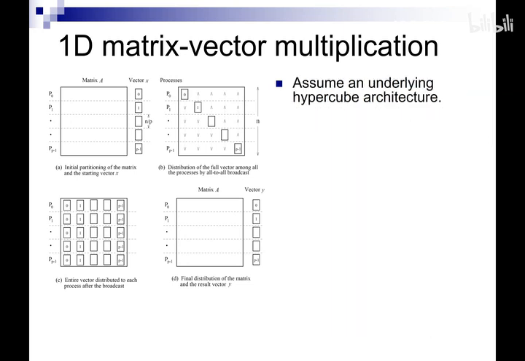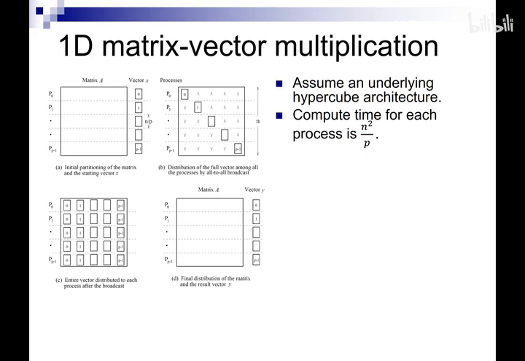Okay, so now let's look at the complexity of this algorithm. We're going to assume for the rest of this lecture that the underlying communication network for all of the processors is a hypercube. And we're going to use the expressions that we derived for various communication primitives on the hypercube in this analysis.